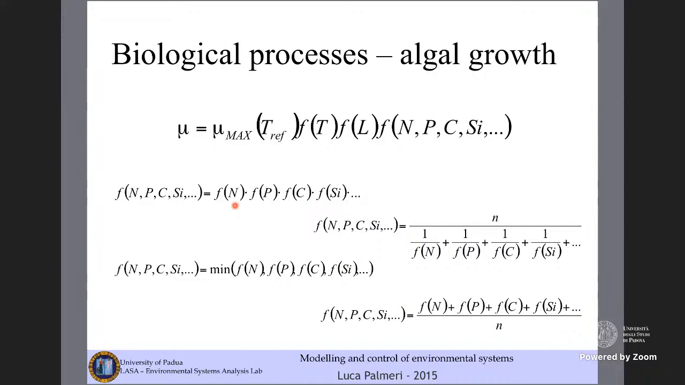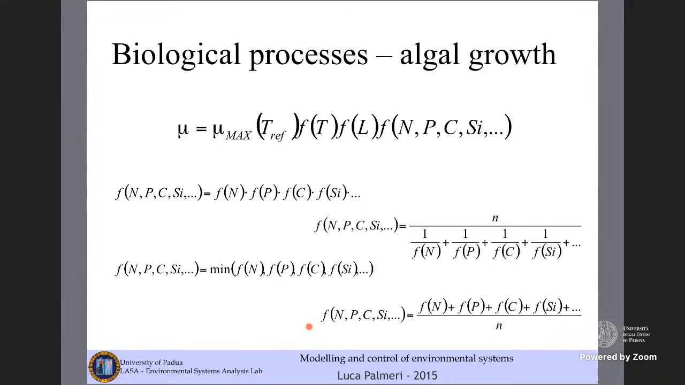And if we have more than one limiting effect, a first option is that of multiplying these functions. I remind you that these functions are all in the interval 0, 1. So by multiplying these, you are somehow trying to take into account a synergic effect. Or you may also employ the harmonic mean, or simply, the most used is probably this last one, in which you have a classical average of the values of the various limiting functions.